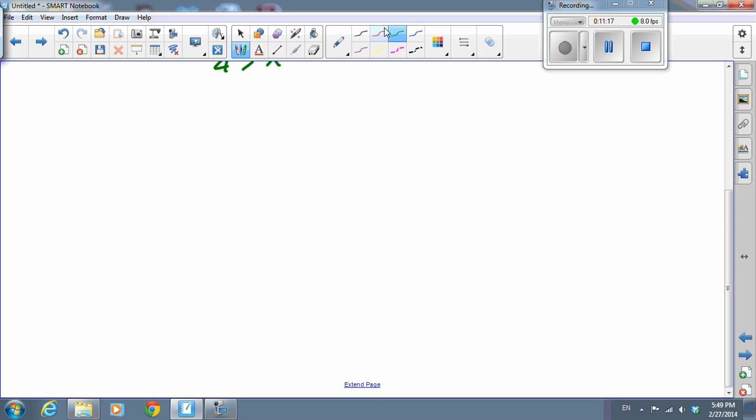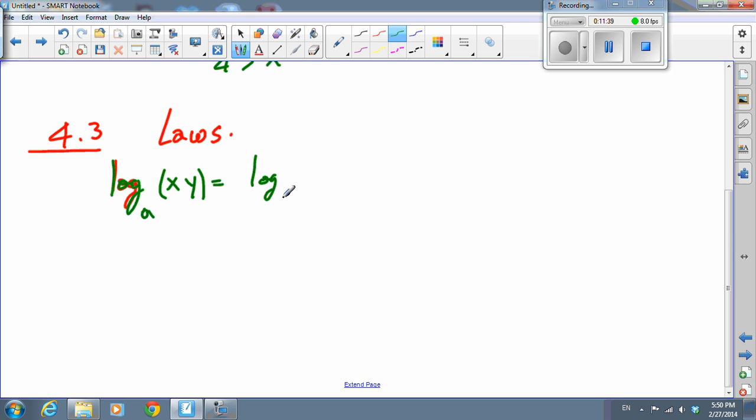All right, let's get to 4.3 now. Don't worry, we're almost done. 4.3 is all about logs. Log base a. The log base a of xy is equal to the log base a of x plus the log base a of y. So the product turns into the addition when you split them.